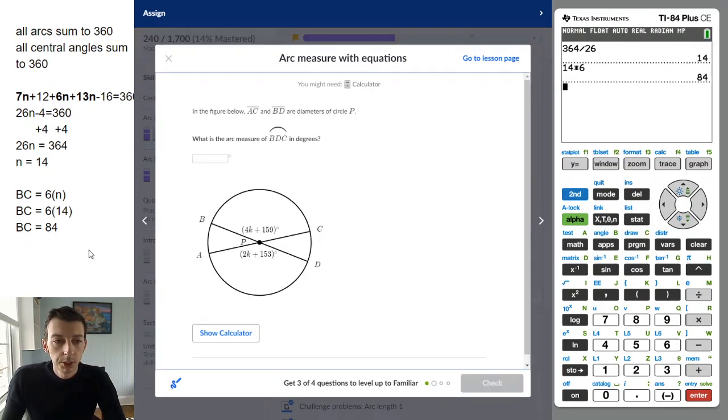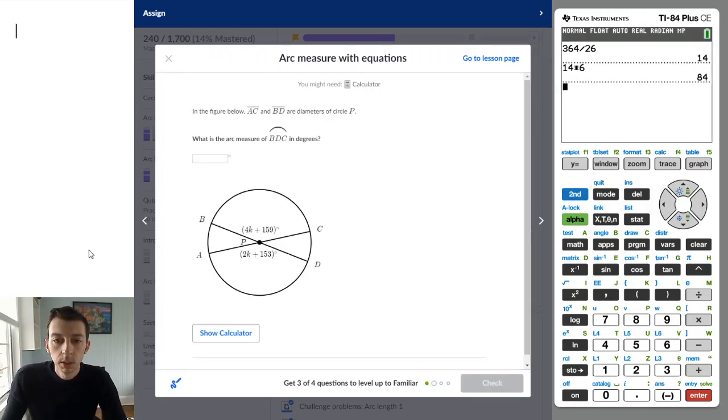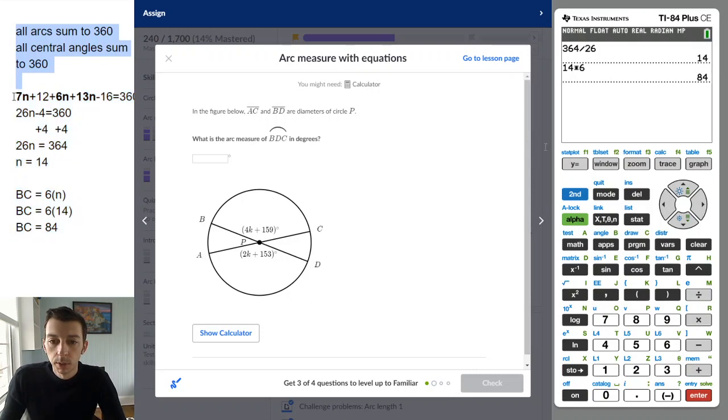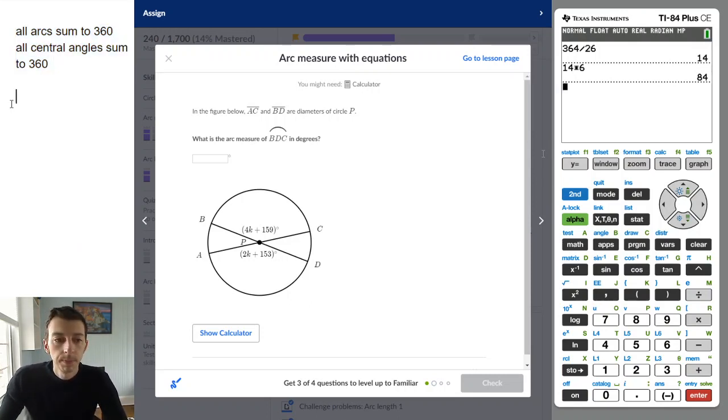So our next question, get rid of all my work. Maybe I'll leave that top part for us. Hopefully I don't write down any numbers wrong this time. It says AC and BD are diameters of circle P. Remember that a diameter goes through the center of the circle. So first things first, we know that this arc is 180 degrees. I also know that this arc is 180 degrees.